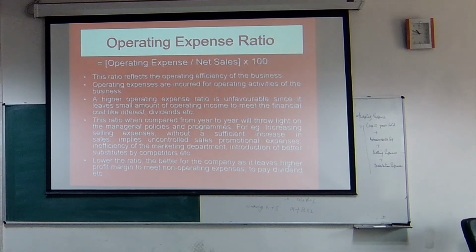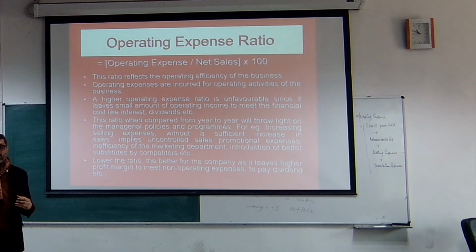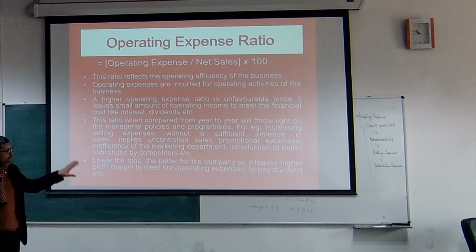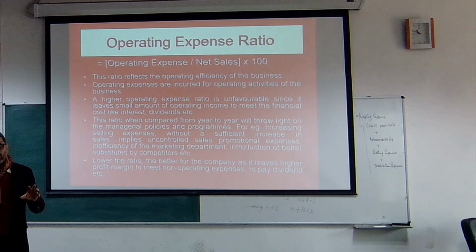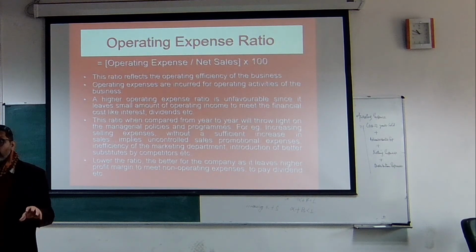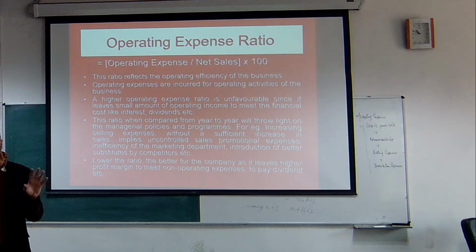So this ratio, it has to be lower. The lower it is, the better it is for the company, because it leaves profit margin to meet the interest cost and dividend cost of the company. कंपनी को अगर ये रेशियो जितना कम होगा उतना कंपनी के लिए बेटर होगा, बिकॉज कंपनी के पास प्रॉफिट मार्जिन बच ज़्यादा होगा और उस प्रॉफिट मार्जिन से कंपनी अपनी फाइनेंशियल कॉस्ट मीट कर सकती है. क्लियर, राइट?